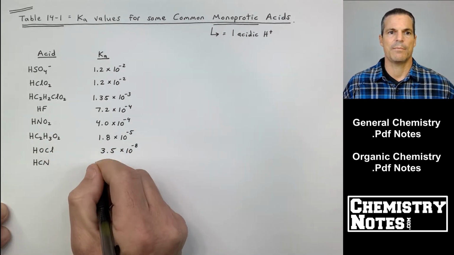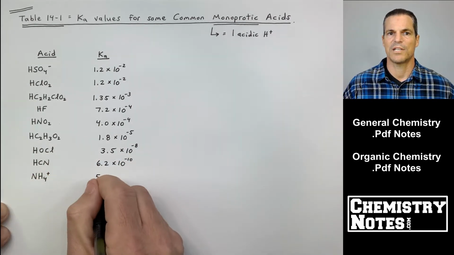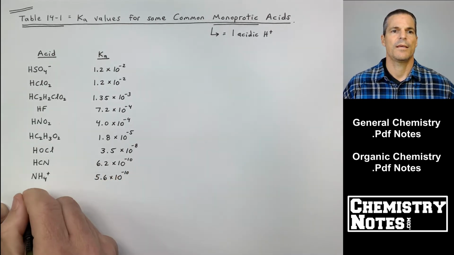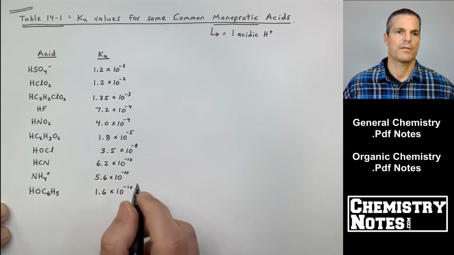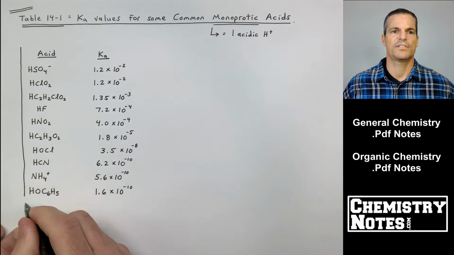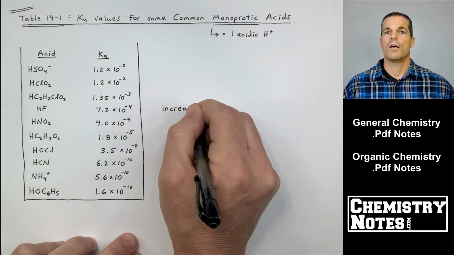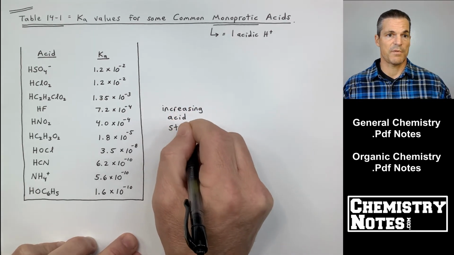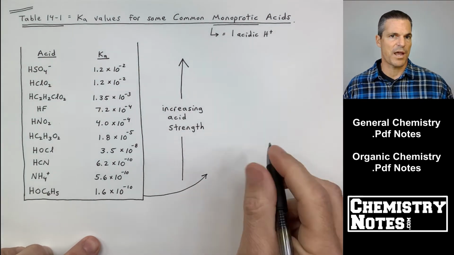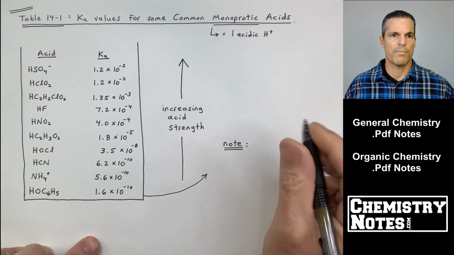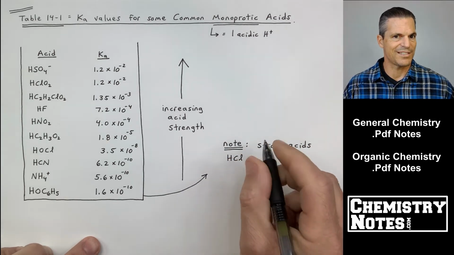All the way down at the bottom here, we got guys like HCN with a Ka of only 6.2 times 10 to the minus 10th. And NH4 plus is a little out of order there, 5.6 times 10 to the minus 10th. And the last one, HOC6H5, 1.6 times 10 to the minus 10th. So in the table I've just drawn, HOC6H5 down at the bottom is my weakest acid. HSO4 minus is my strongest acid. And when I say strong acid, I mean relative to the others in this table.